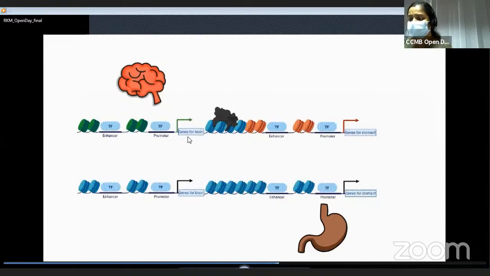Now, how do these proteins know that they should not cross-activate? Like the genes required for stomach are not activated in the brain. These are restricted by DNA elements called boundaries, which are recognized by proteins called boundary factors. Imagine what would happen if all the genes that are required for digesting food are expressed in the brain. Do you think your brain would get digested?